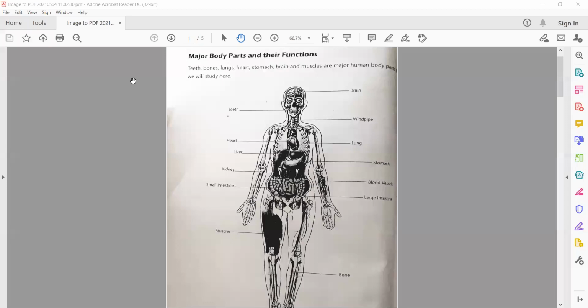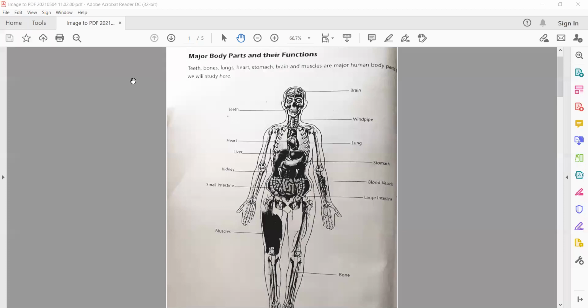The stomach stores food for several hours, and it helps to break down the food into smaller particles. The blood vessels circulate the blood and the digested food in the form of nutrients throughout the body. The kidneys purify the blood by excretion of waste product in the form of urine. The small intestine absorbs the digested food, while the large intestine removes the solid waste from the body through the anus.